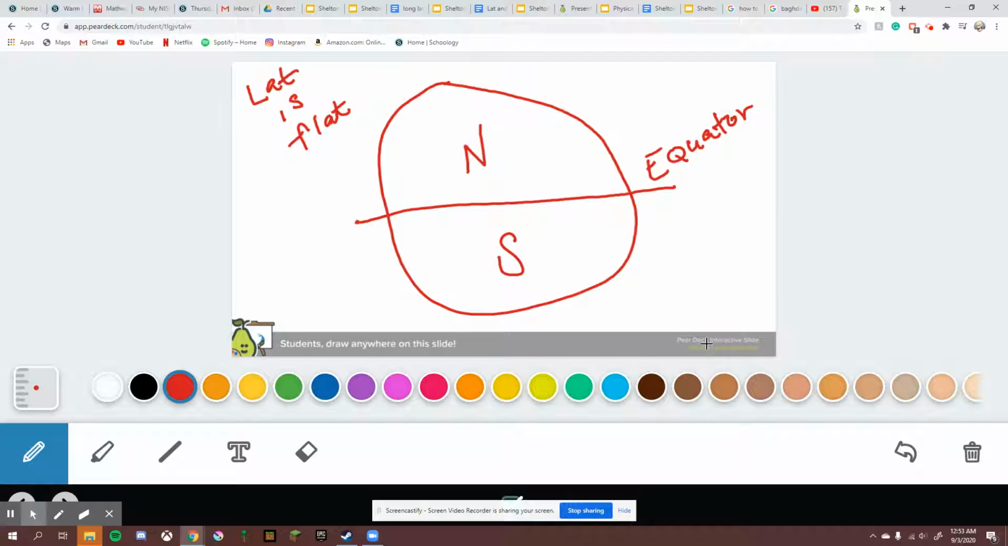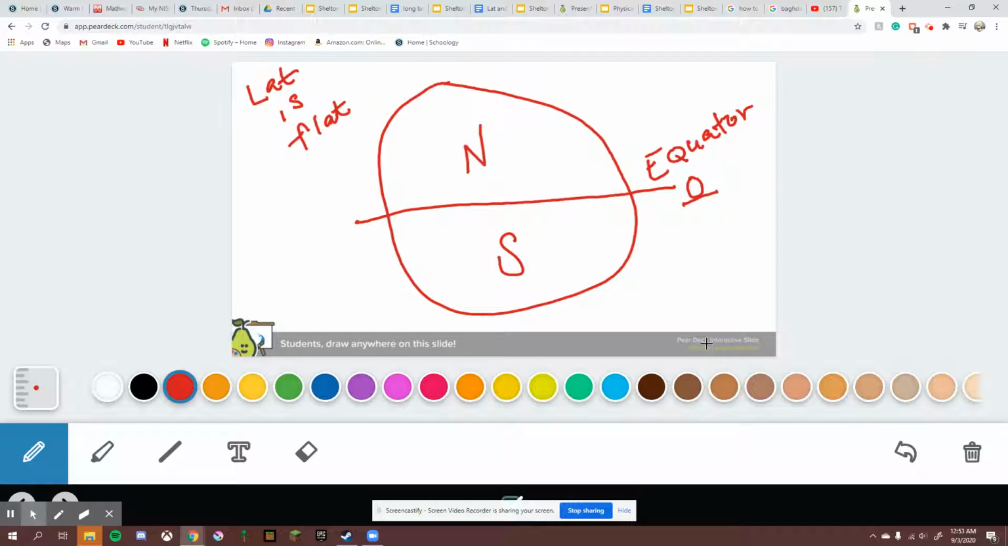Okay, so this line right here is going to be right in the middle, and it's actually going to have a number associated with it. The number is 0. Okay, so it's going to be 0 degrees because it's right in the middle of the earth, and it divides everything up. So this is the line of latitude, the equator. Now, the top means that you're in the northern hemisphere. The bottom means that you're in the southern hemisphere.